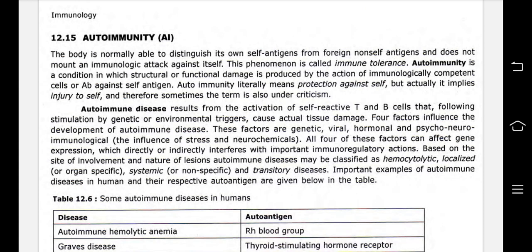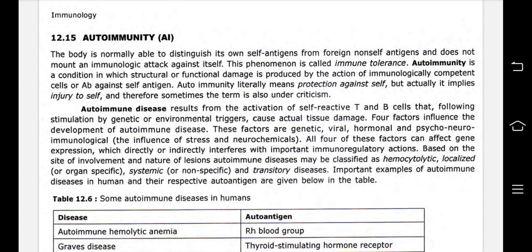So, autoimmune disease results from the activation of self-reactive T and B cells that, following stimulation by genetic or environmental triggers, cause actual tissue damage. Four factors influence the development of autoimmune disease. These factors are genetic, viral, hormonal, and physico-neuroimmunological, the influence of stress and neurochemicals. All four of these factors can affect gene expression, which directly or indirectly interferes with important immunoregulatory actions. So that's all about this. Tomorrow we are going to learn about autoimmunity in detail.